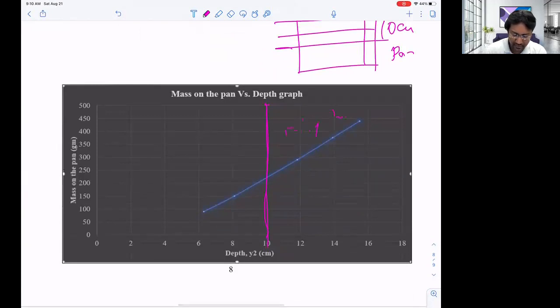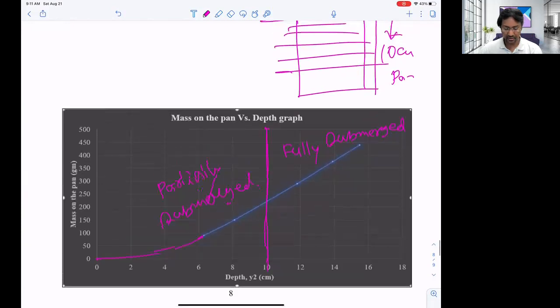And here these are partially submerged condition. These are partially submerged. Okay, so this is how we can see how it varies with the depth. So the relationship is not linear, it is non-linear. If you just extend it up to 0, it will be non-linear. Okay, it is a non-linear relationship. That's what we can plot.